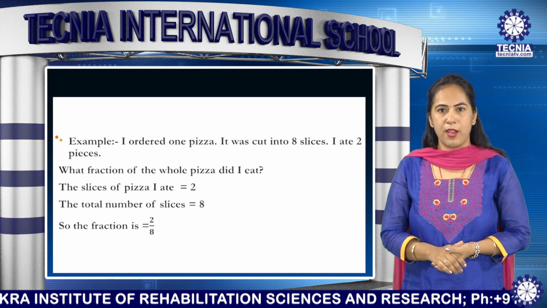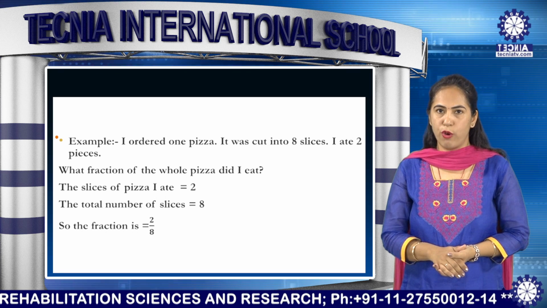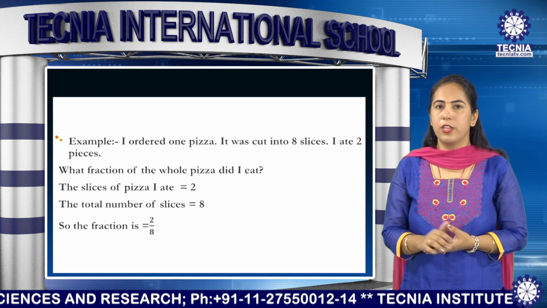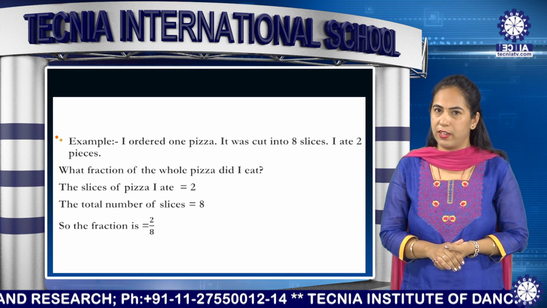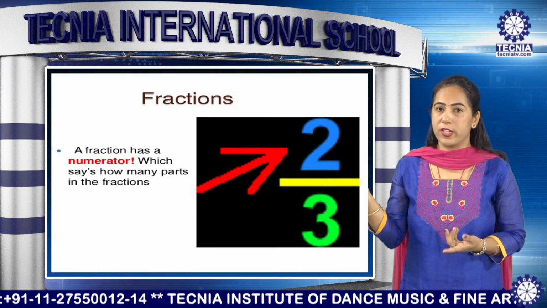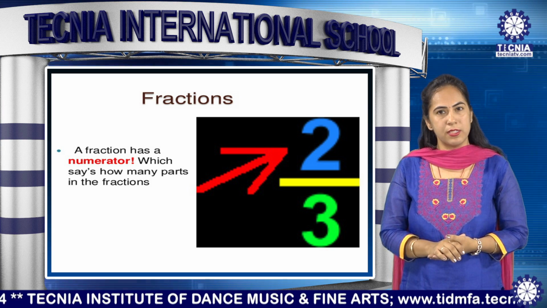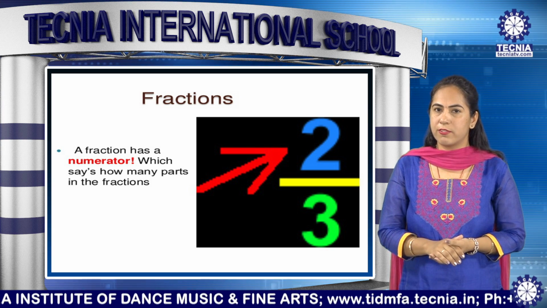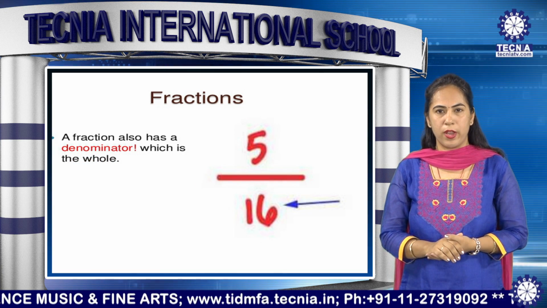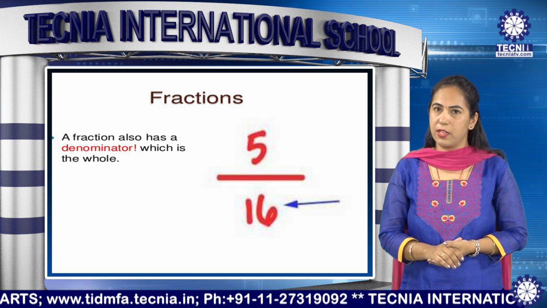So let us understand what a fractional number is. A fraction is written in p by q form, where p and q are whole numbers and q is not equal to 0. Division by 0 is not defined. Here p is called the numerator and q is called the denominator. The numerator says how many parts are in the fraction. Numerator is written above the horizontal line. The denominator is the whole, which tells how many total parts there are.